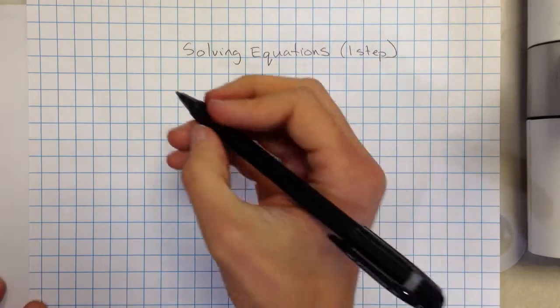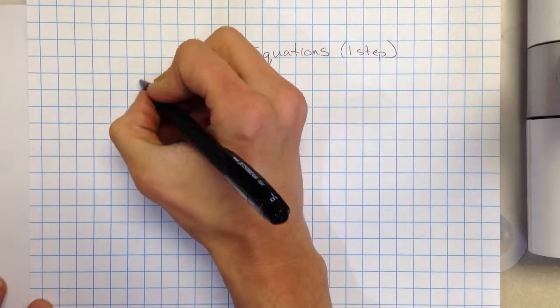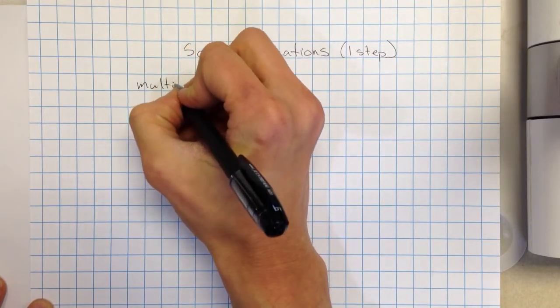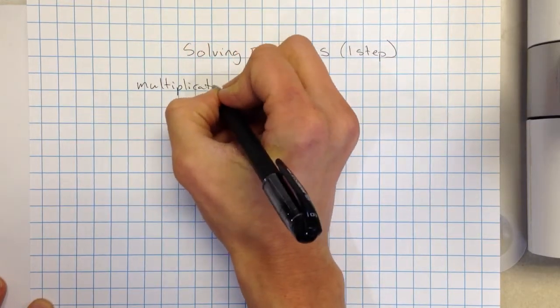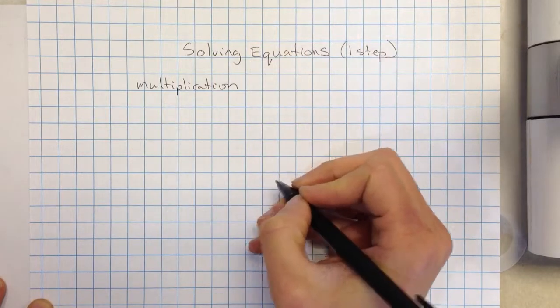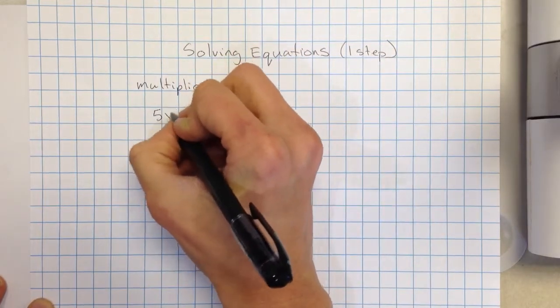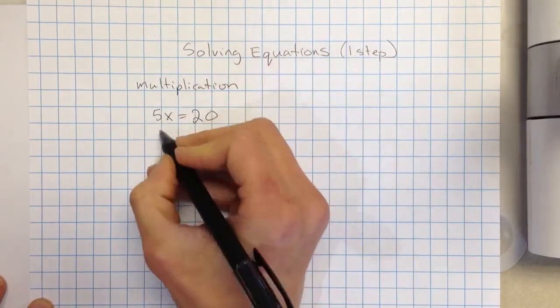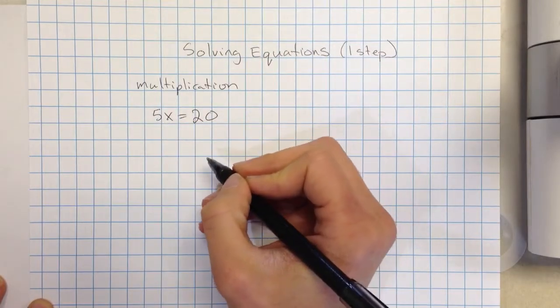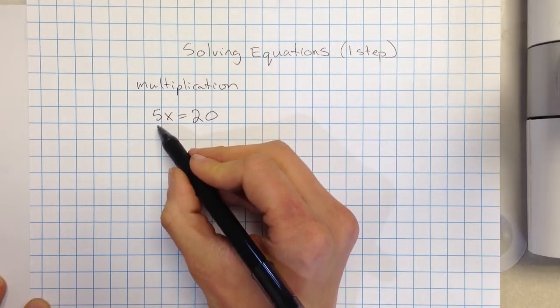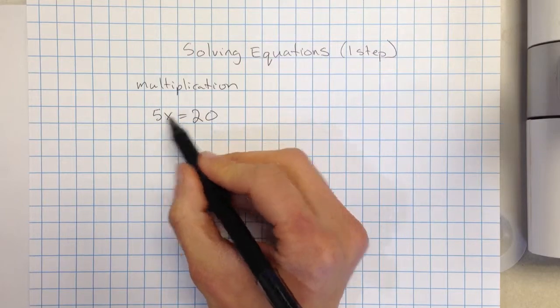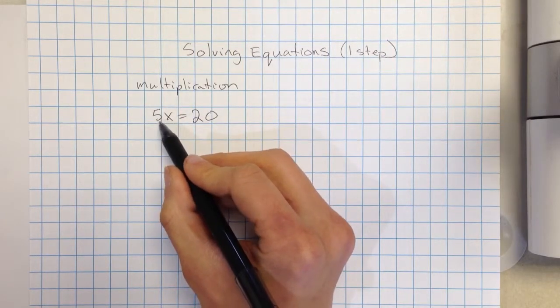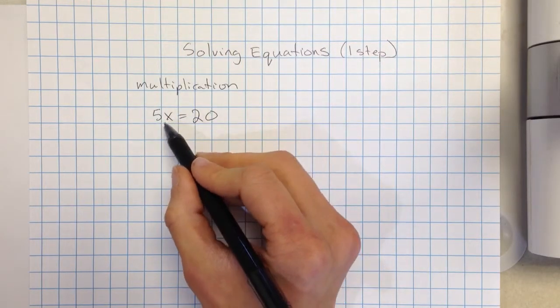Just to remind you, when we were solving equations earlier this year, if I was to look at a multiplication type equation, we would have, for instance, something like 5x equals 20. Now remember, when a number is ever touching a variable, that means multiplication. So I'm going to look for the side with the variable. In this case, my variable is on the left side. It could be on the left or right, but here it's on the left.